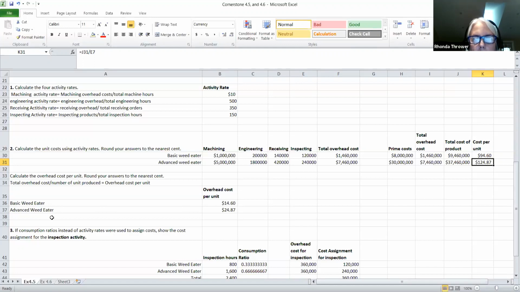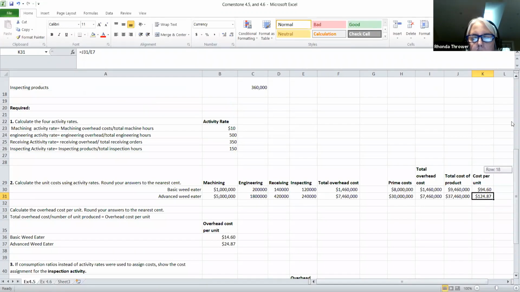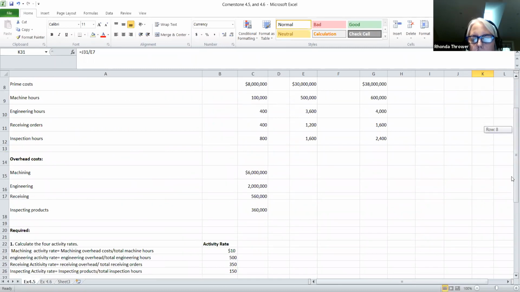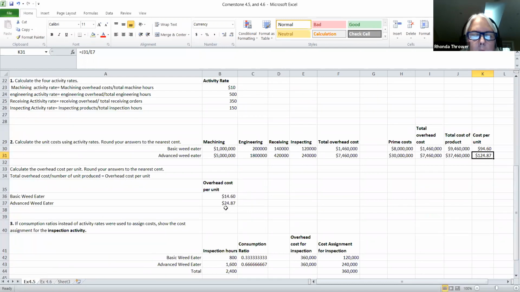For the advanced weed eater, we do the same thing. We pick up the overhead cost for the advanced weed eater. We would divide it by the number of advanced weed eaters that we produced, which was 300,000. And that will give you the $24.87. So this is the overhead cost per unit, which is a part of these costs over here. This is the total cost per unit. So this total cost per unit is really your materials per unit, your labor per unit, and your factory overhead per unit.